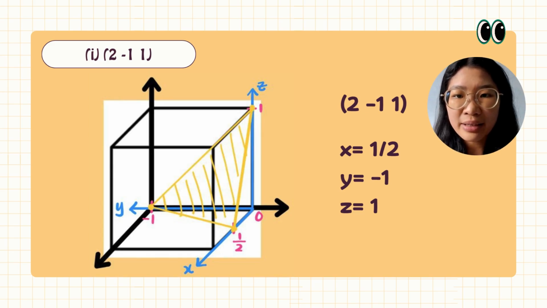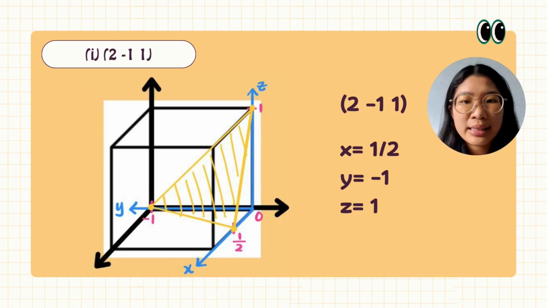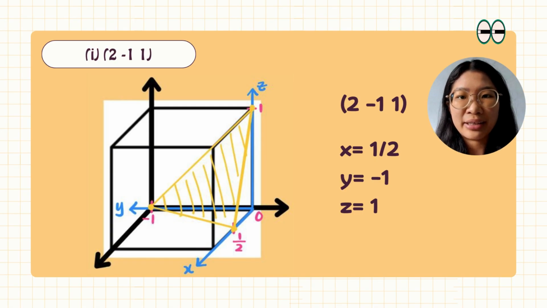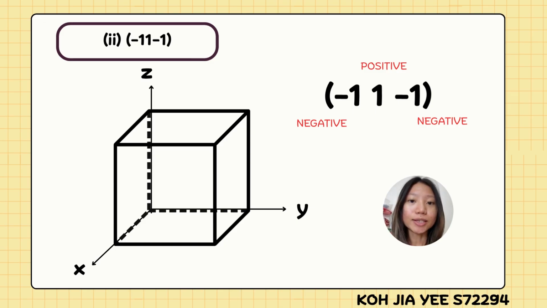For the final answer, we just need to connect the three points, x, y, z, and then we will get a yellow plane like this. So we get a triangle at the end. So this is the answer for my part. My name is Kojai and my matric number is S72294.